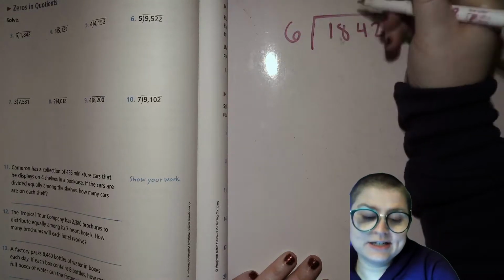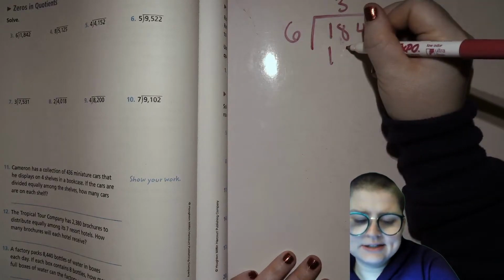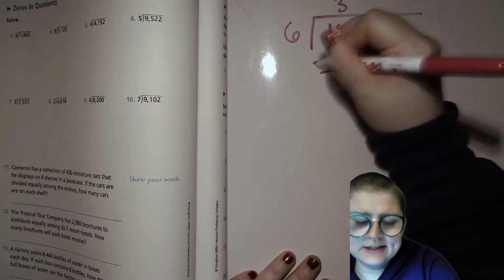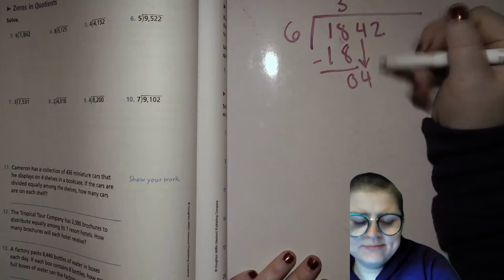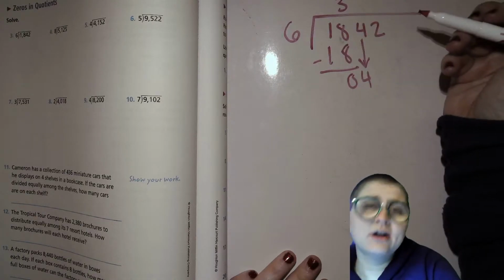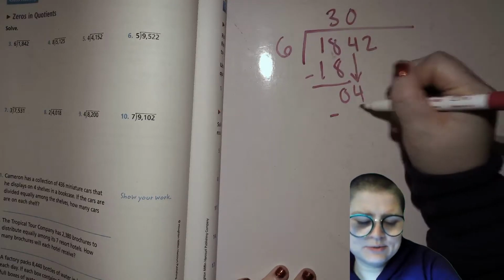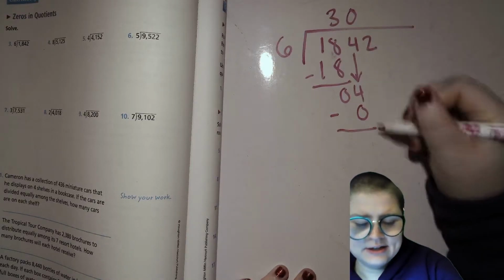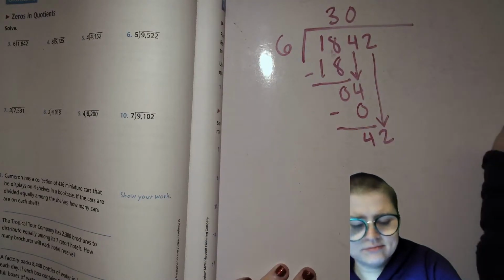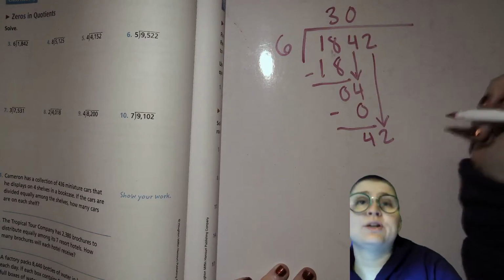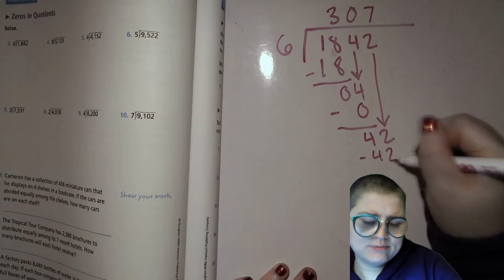Can 6 go into 18? Yes, it can go in 3 times. 6 times 3 is 18, and you have a 0 here. Bring that 4 on down. Can 6 go into 4? No. 0 times. So we subtract 6 times 0, which is 0. And then we have 4, and we bring that 2 on down. 6 times what is 42? It's a math fact right there. 7. It's 42. And you have 0.